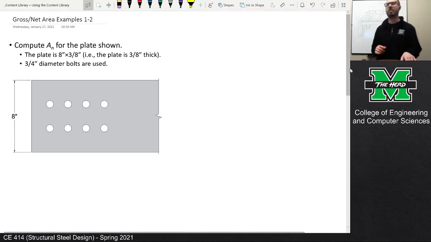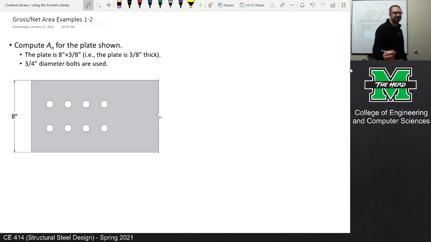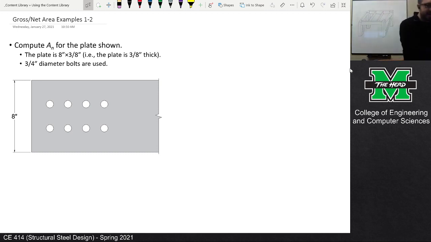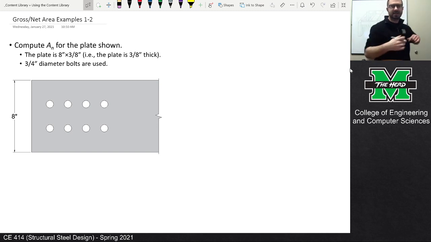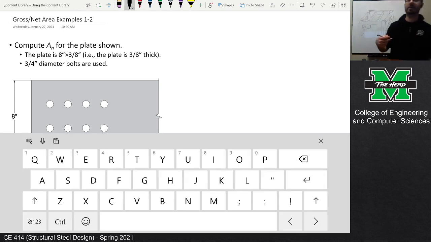All right. So everybody should see the example here. This is the example that we're talking about. We have the net area for the plate shown, and let's see if we can compute the net area. In order to compute the net area, the first thing that we're going to need to compute is the gross area.